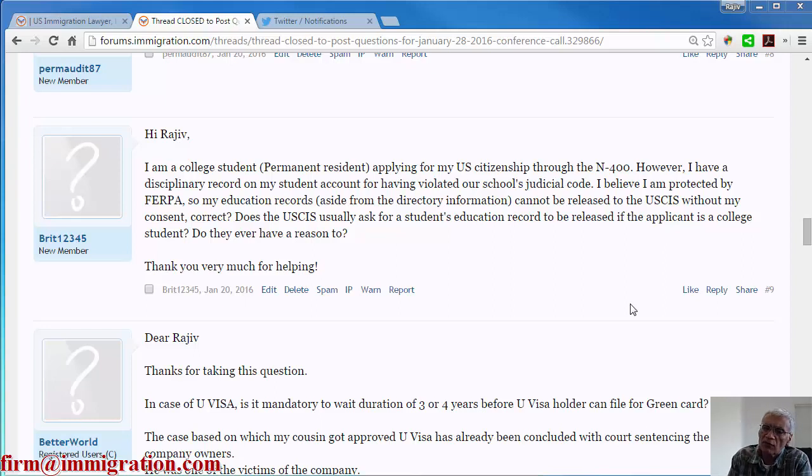But I don't think this is going to be an impediment to your naturalization, simply because there is no question on the form N400 that asks you about student violations. If it did, you would have had to reveal it. That is my opinion.